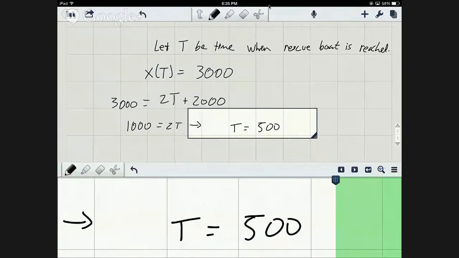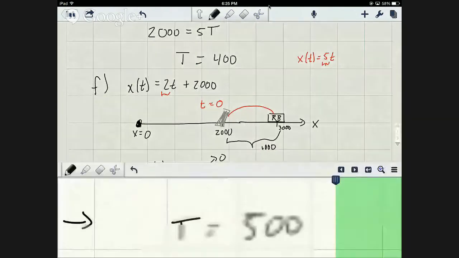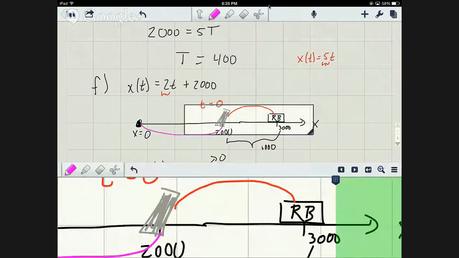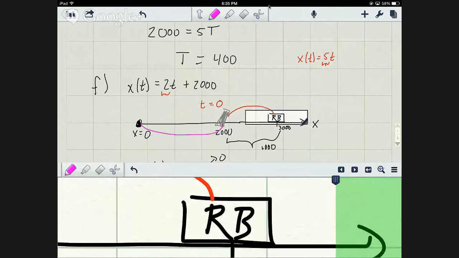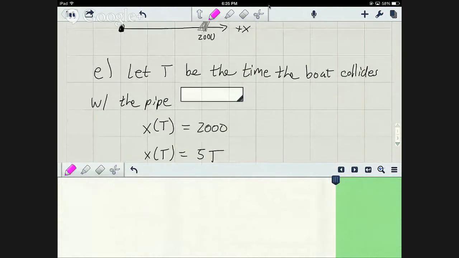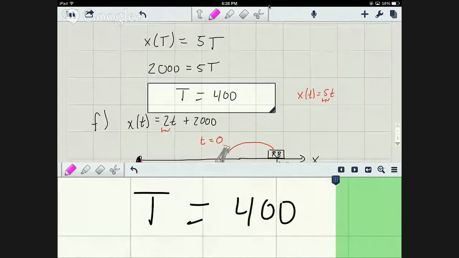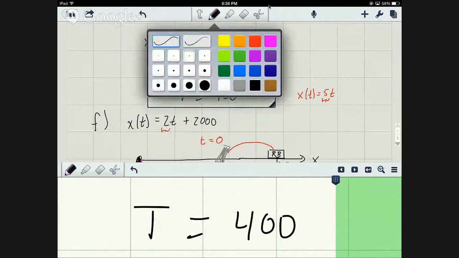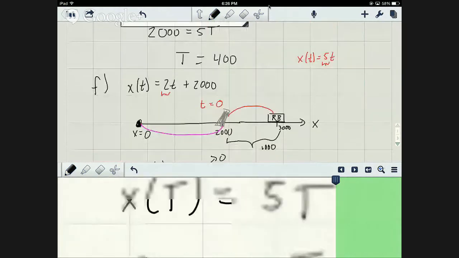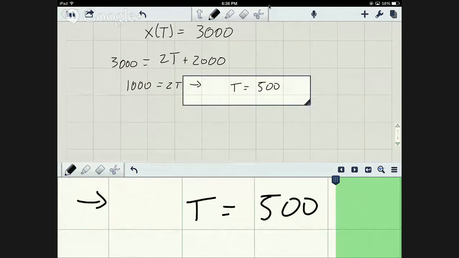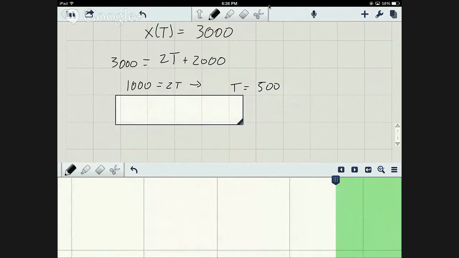Anyway, the last problem is saying, add together the time it took for the boat to hit the pipe with the time it took for the boat after it hit the pipe to reach the rescue boat. In part E, we calculated how long it took to get to the pipe: 400 seconds, 400 time units. And then down here, we calculated that it took 500 to get to the rescue boat from the pipe. So what we do is we add these two times together to get the total time.